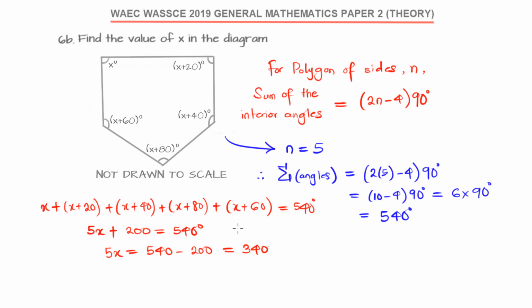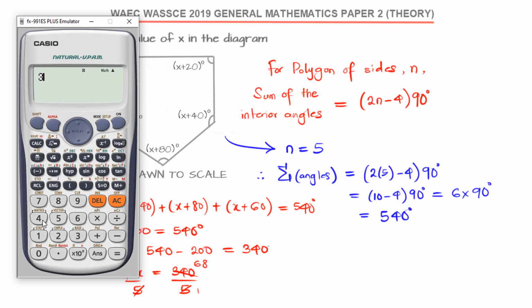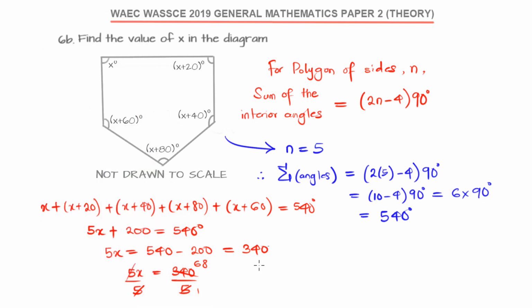Okay? So we have 5x equals 340, and if we divide both sides by 5, the 5 can cancel the 5 on the left-hand side. 5 in 34, that will be 6. 5 in 40 is 8. So you can just confirm with calculator. 340 over 5, that's 68. So that means that the value of x is 68 degrees. All right.